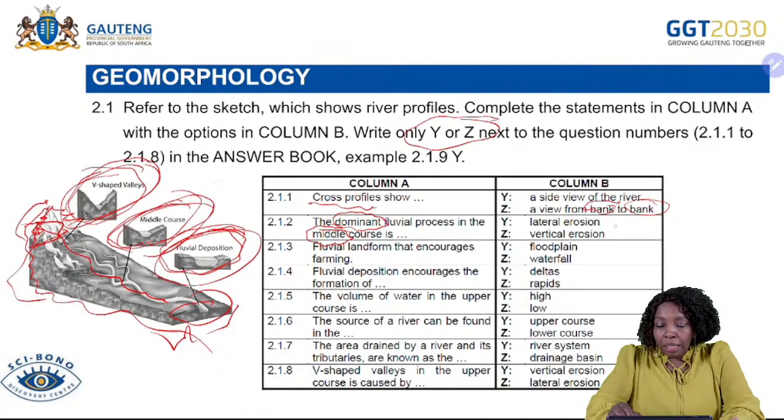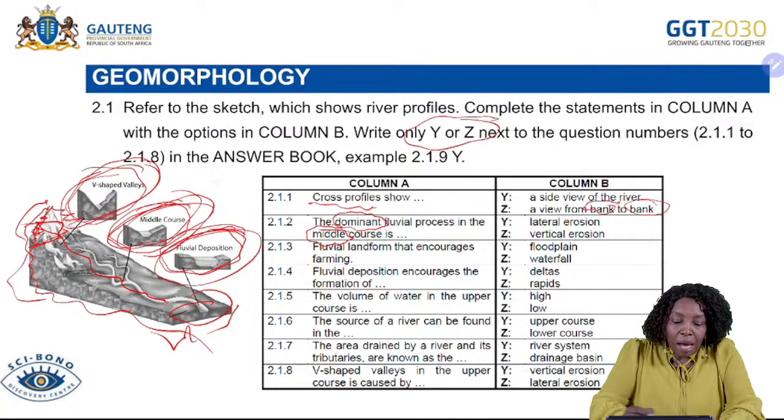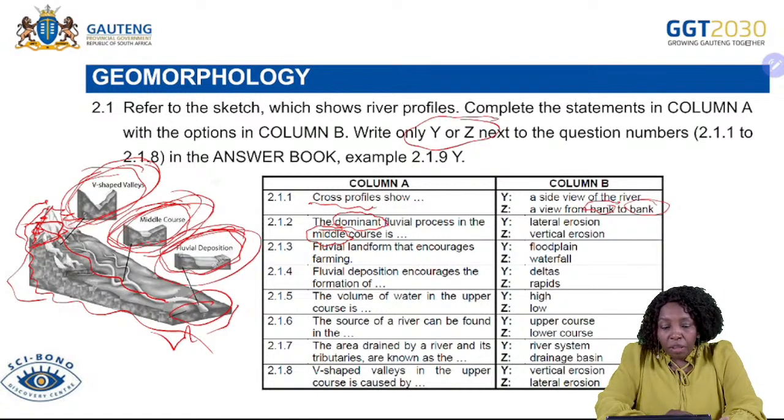Is it lateral erosion, or is it vertical erosion? So which processes are dominating in the middle of the river? If we are looking at it from the cross profile, we would be focusing here. And then you have to be able to analyze the diagram by looking at the shape or the change in the width of the river there.